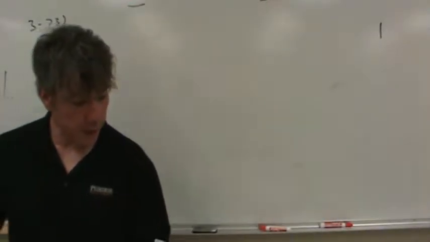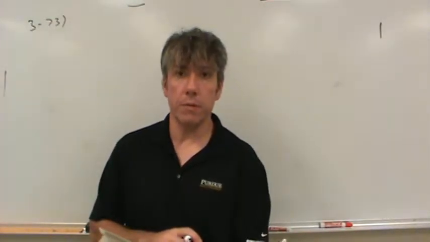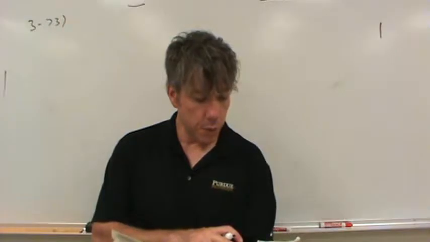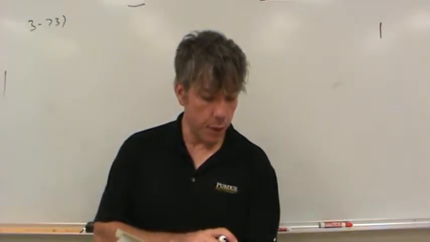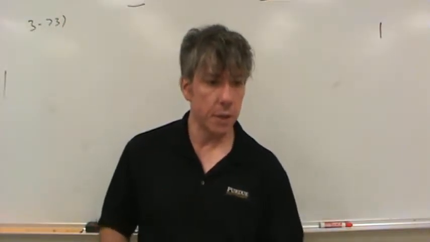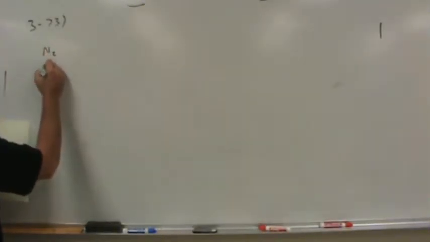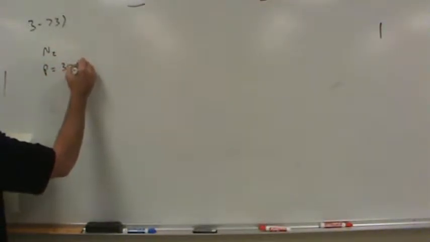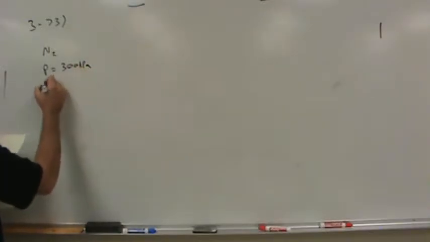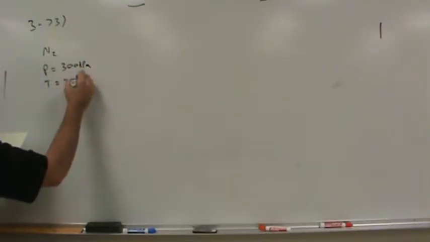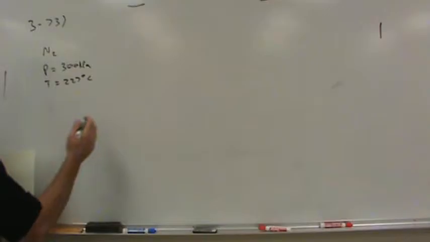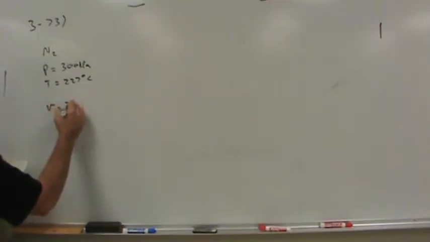This is problem 3-73. It's on page 156. What is the specific volume of nitrogen at 300 kilopascals, 227 degrees Celsius? Okay, well, let's see. We've got nitrogen at a pressure of 300 kilopascals and temperature 227 degrees Celsius, and we're supposed to find the specific volume.